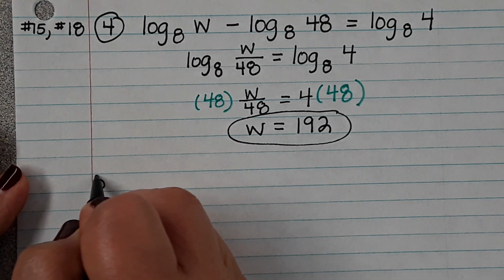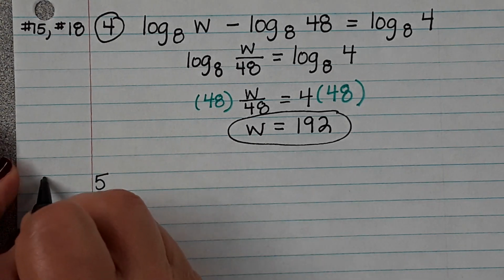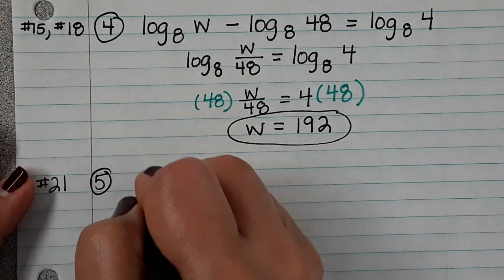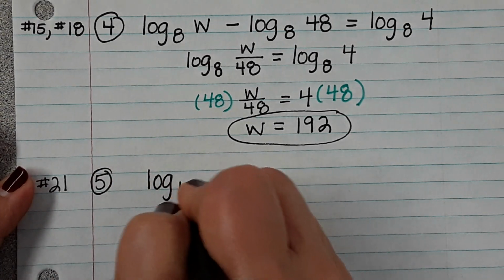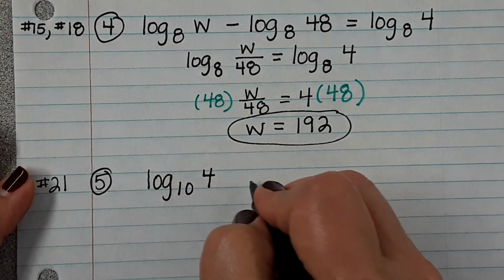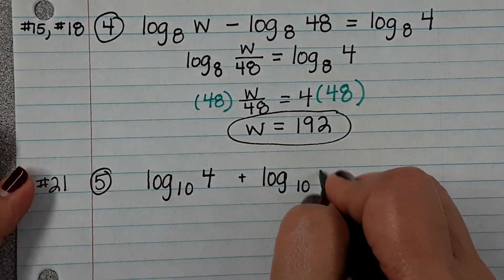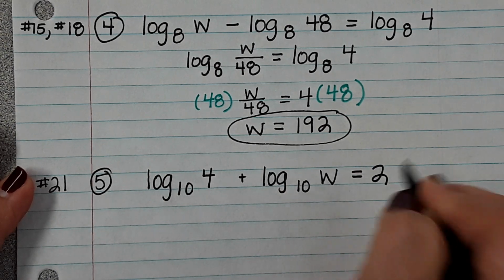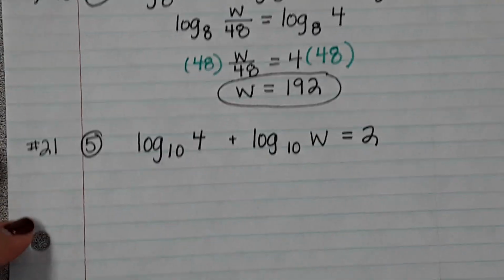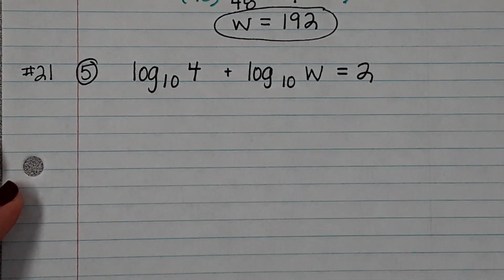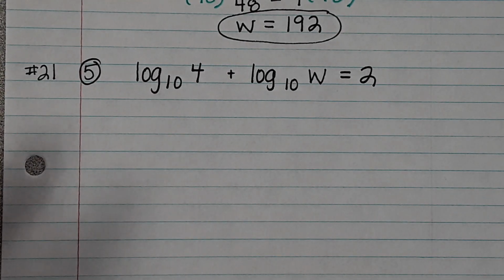Okay. Number 5, and this one is like number 21. So this is log base 10 of 4 plus log base 10 of W equals 2. So when you're done writing, tell me some things you notice.